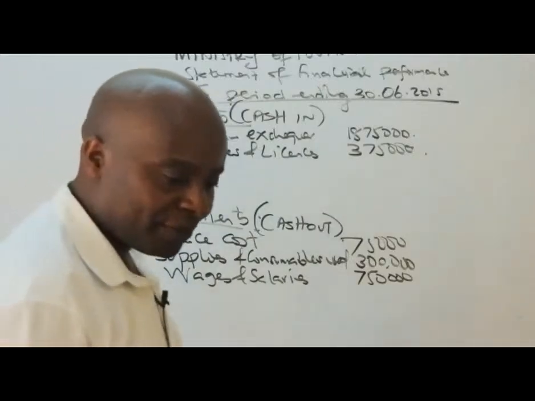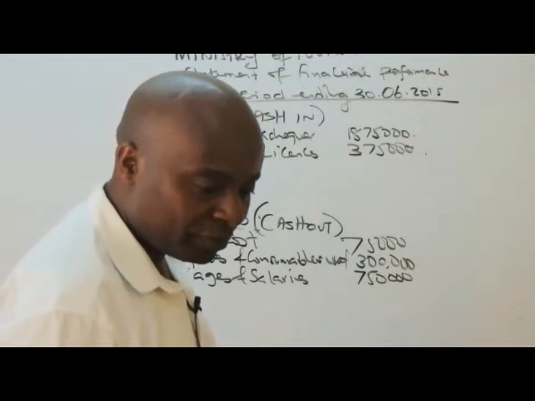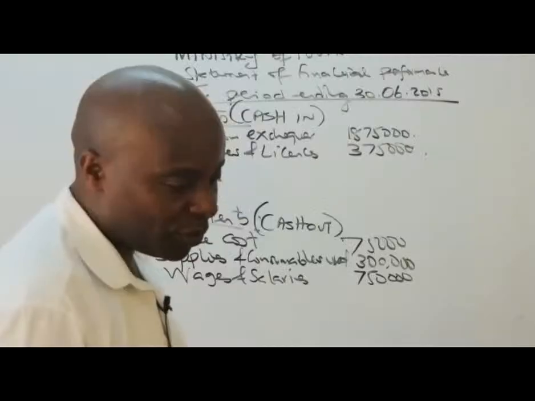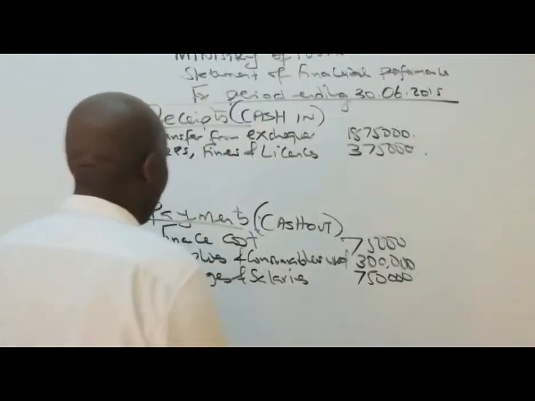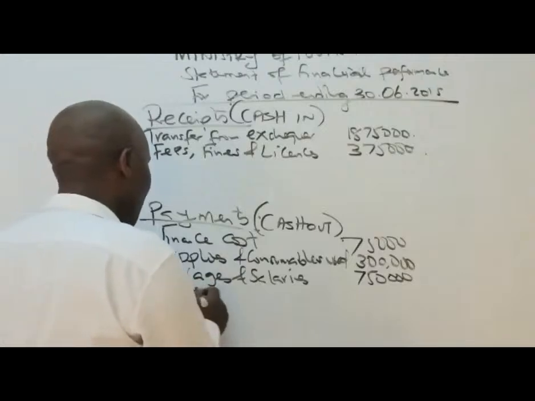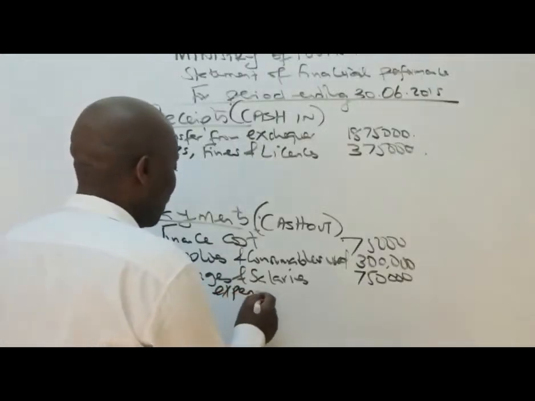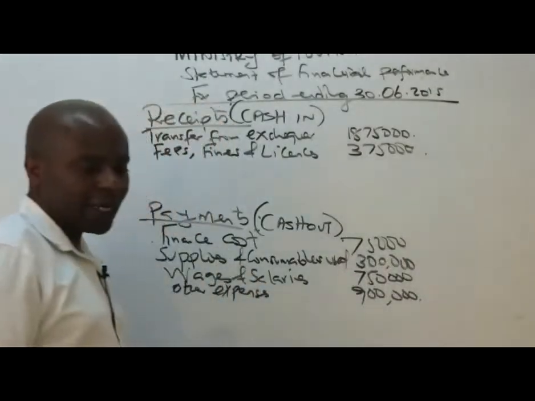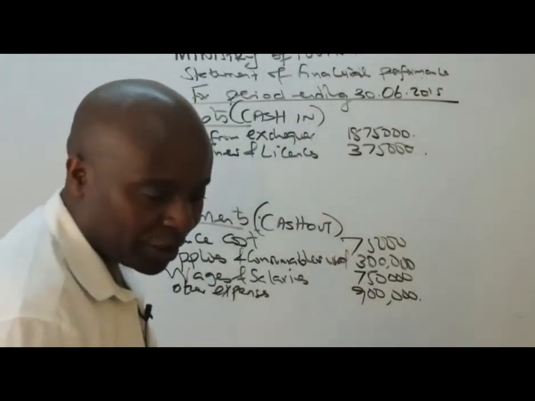After that, the next one is other expenses. Other expenses, 900,000. That one I should not even ask you a question about. I know it will be a payment. Other expenses, 900,000. Then we go on to the next one.